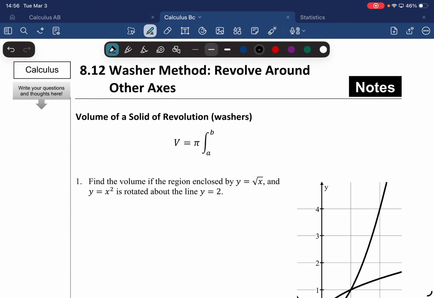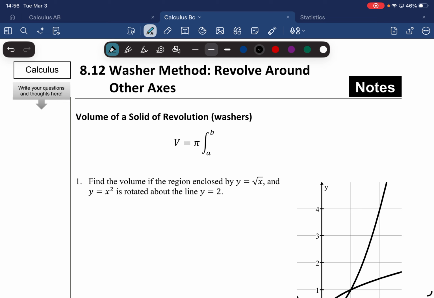Okay, 8.12 is still the washer method, but now we're revolving around other axes, so different lines, whether that's a vertical or horizontal line. Which means we're no longer going to be taking our radius and subtracting 0, which was the x and y axis, but instead we're going to have to take our radius and subtract it from the line that we're rotating around, whether that's the vertical or horizontal line.